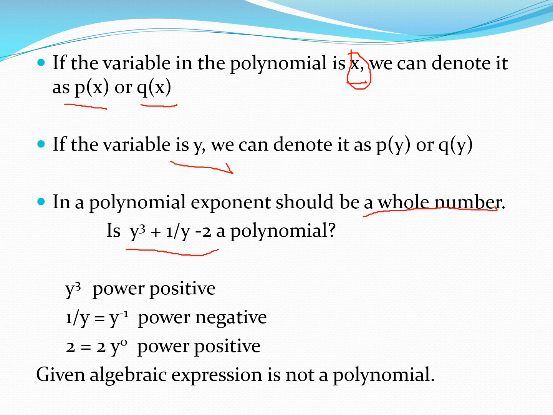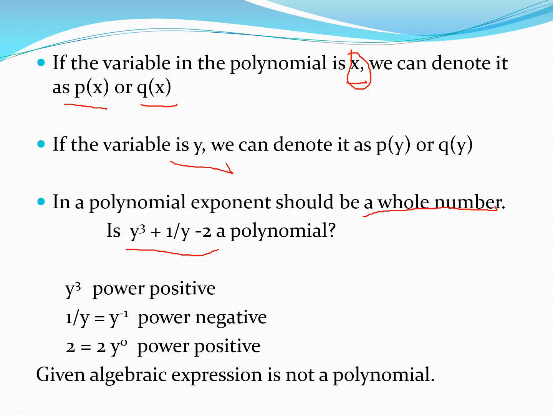To find out this, what we will do, we will see all the terms of this algebraic expression and we will see the exponent of each term. If all the exponents are positive, that means the given algebraic expression is a polynomial. But if even one exponent is negative, that means the given expression is not a polynomial.